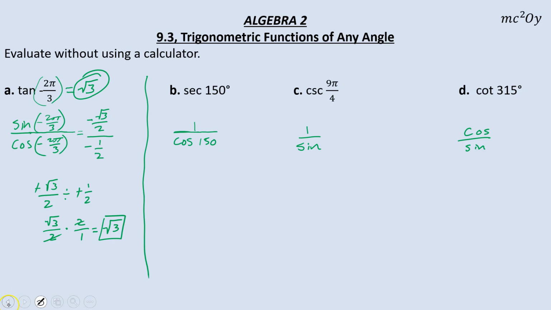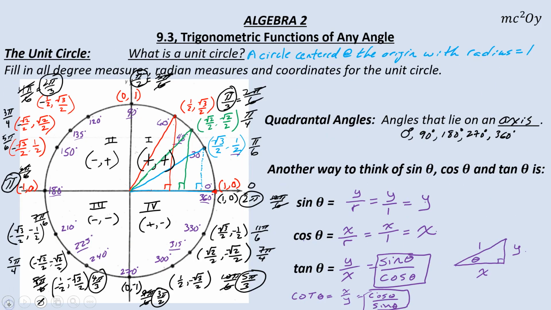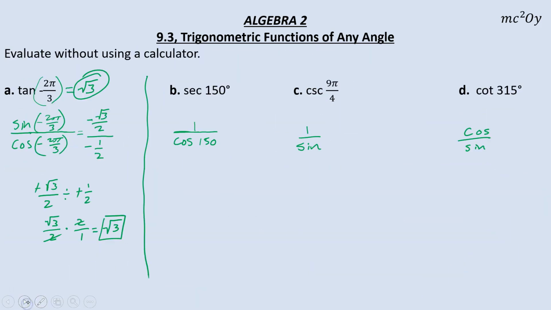But I'm going to go ahead and switch back to our unit circle real quick so I can reference it with you. So we got 150 degrees. It'll be right here. Cosine at 150, remember cosine is your x value, so that's negative root 3 over 2. Okay? So this is equal to 1 over negative root 3 over 2. And don't let the 1 over negative root 3 over 2 confuse you.